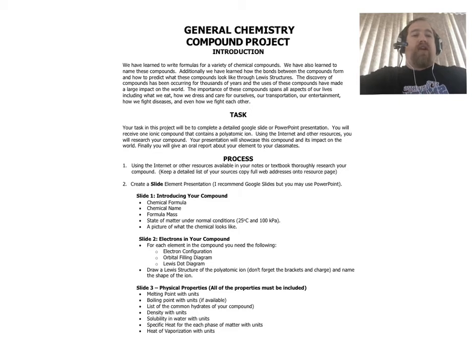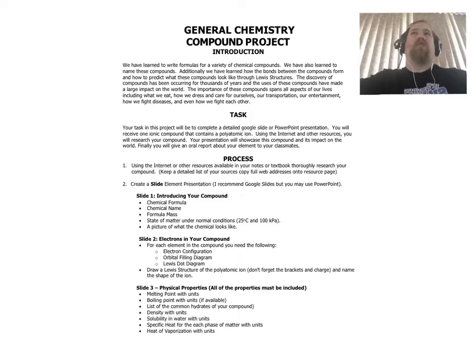I'm going to go slide by slide, just giving you an idea of what you are doing. The first slide is just introducing your compound. That's where you're going to put the name, the formula mass, what this compound is like under normal conditions. So normal conditions would be 25 degrees Celsius, about room temperature, and 1 atmosphere, or 100 to 101.3 kilopascals. That's standard pressure. So like room temperature, standard pressure.